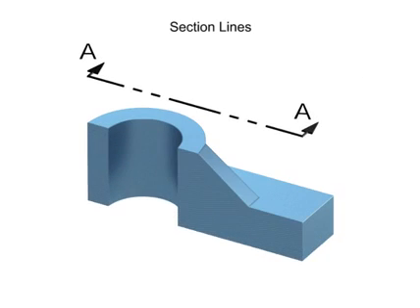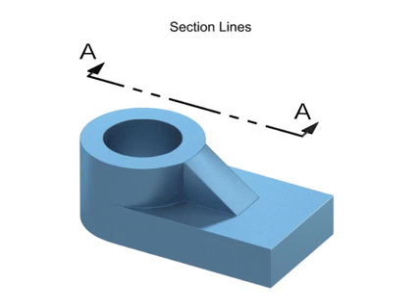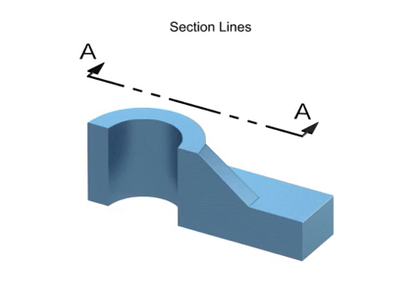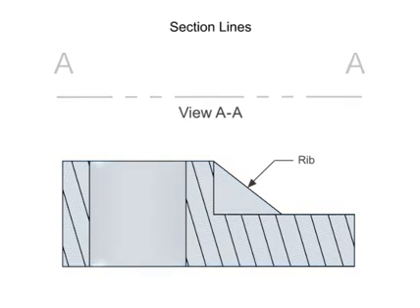There are a number of different types of sectional views that can be drawn. This is a full section view, generated when the cutting plane passes through the entire part.